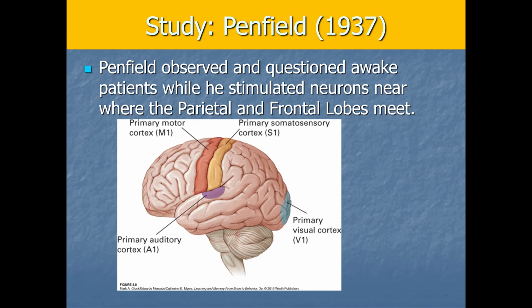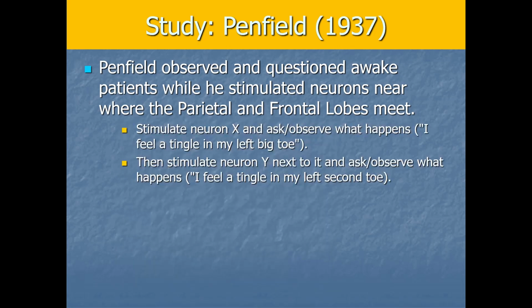From neuron X goes to neuron Y, turns that on, and they might say, I feel a tingle in my left second toe, right? The one next to the toe they felt before. And he did this over and over again for different neurons all over the place, mapping out what the person felt when he turned on a given neuron in the yellow strip, in that somatosensory cortex, S1 that we talked about.